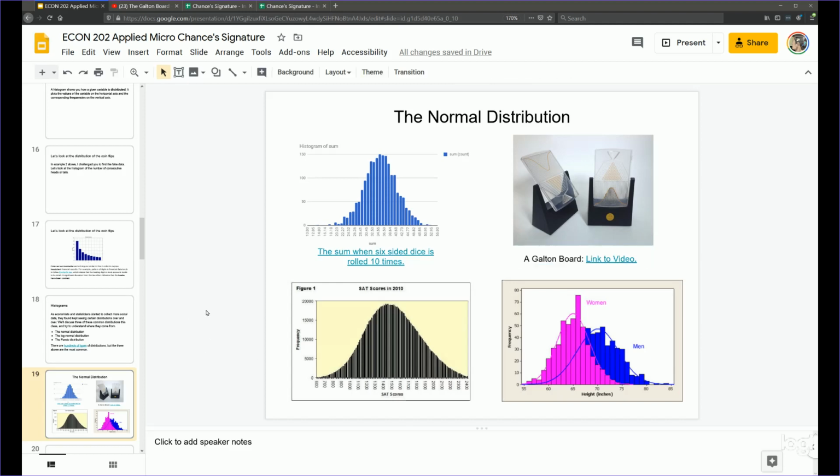Okay, let's look at a third example. SAT scores, as it turns out, are distributed normally. You can see here are some SAT scores from the year 2010. We plot them. Hey, looks like a normal distribution.